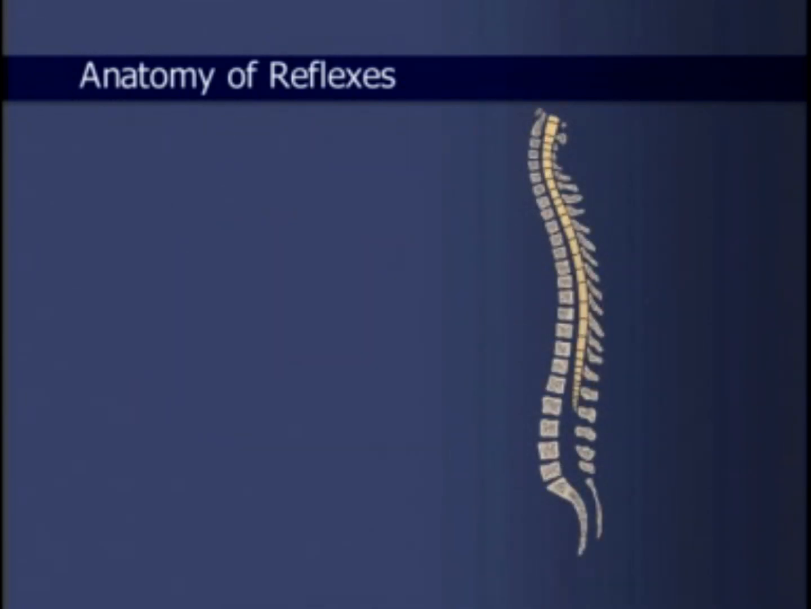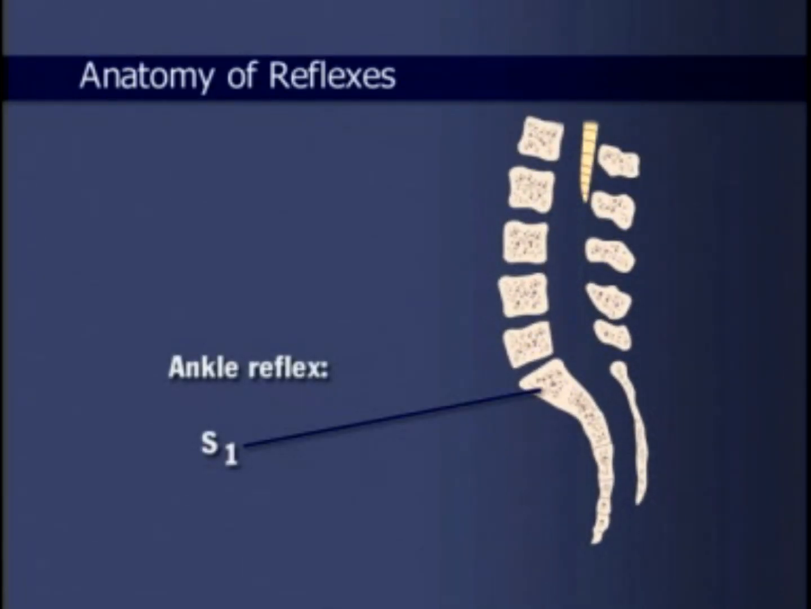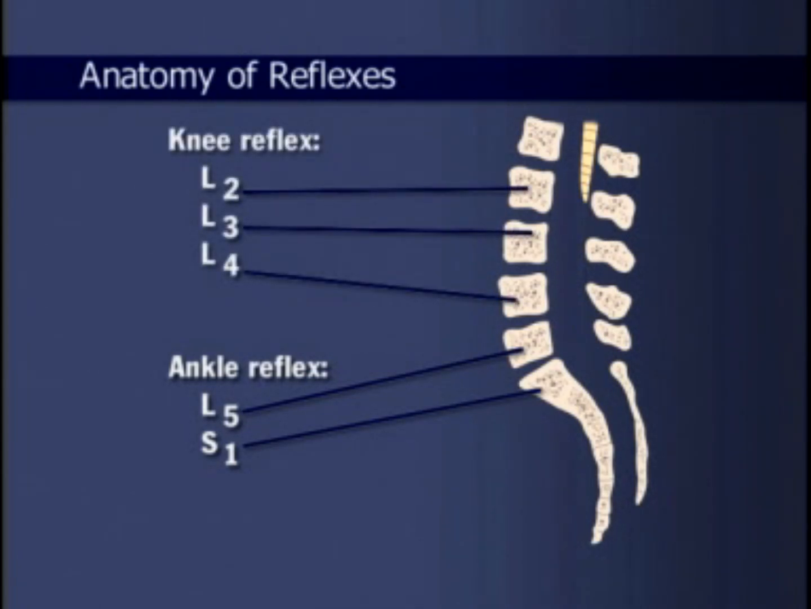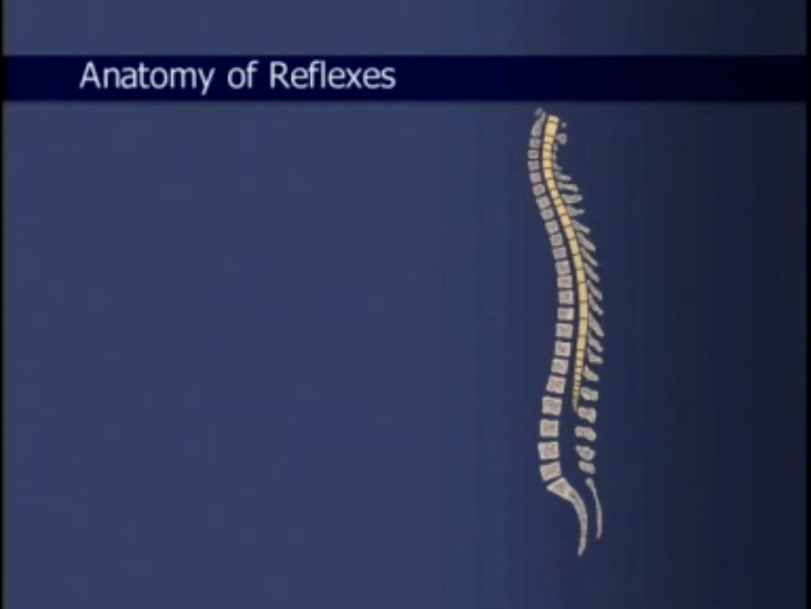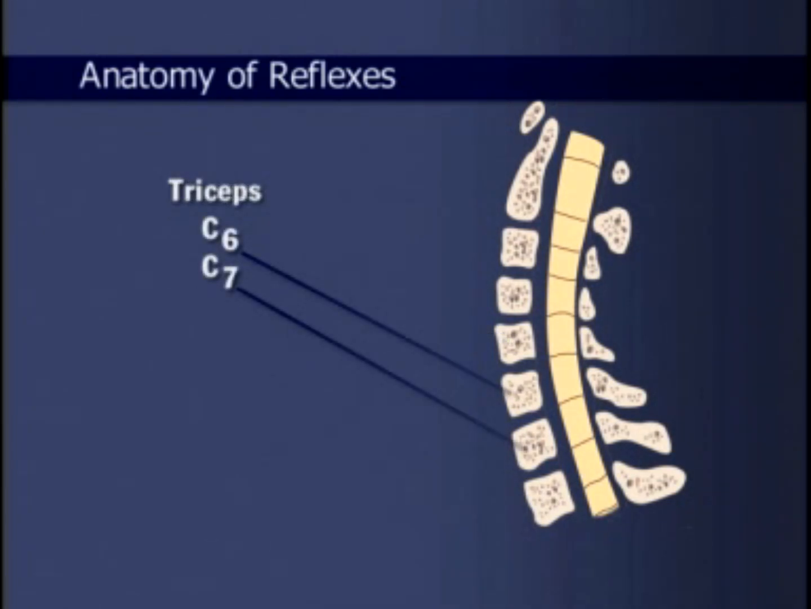Each deep tendon reflex corresponds to a specific spinal segment. The ankle reflex primarily relates to S1 and L5. The knee reflex to L2, L3, and L4. The brachioradialis to C5 and C6. The biceps reflex also to C5 and C6, and the triceps reflex to C6 and C7. Note that these ascending reflexes follow the numerical order 1 to 7, which may help you remember them.